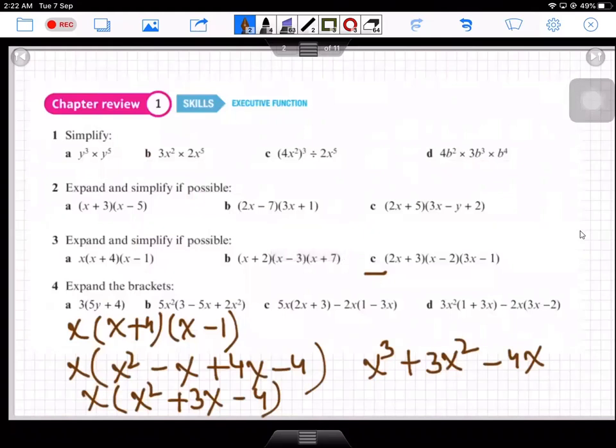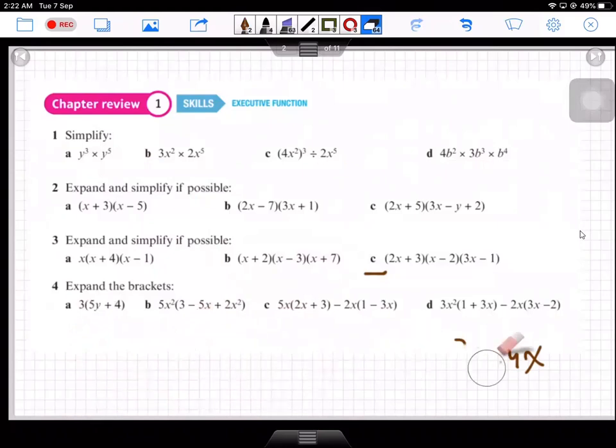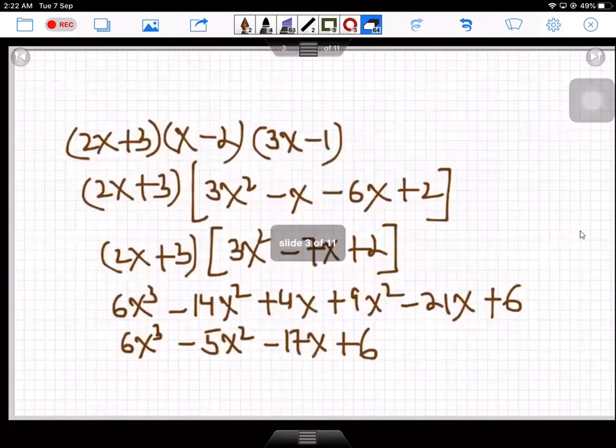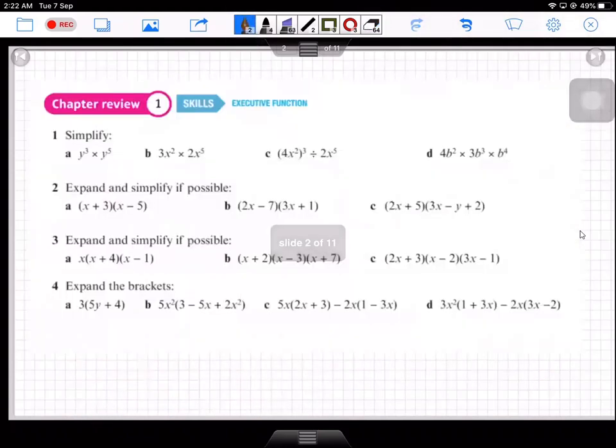So question number 3, part B, you can try on your own and then compare your answer from the back of the book. Now let's have a look at question number 4. I'm erasing this whole working. So question number 4 is saying expand the brackets, as simple as that.